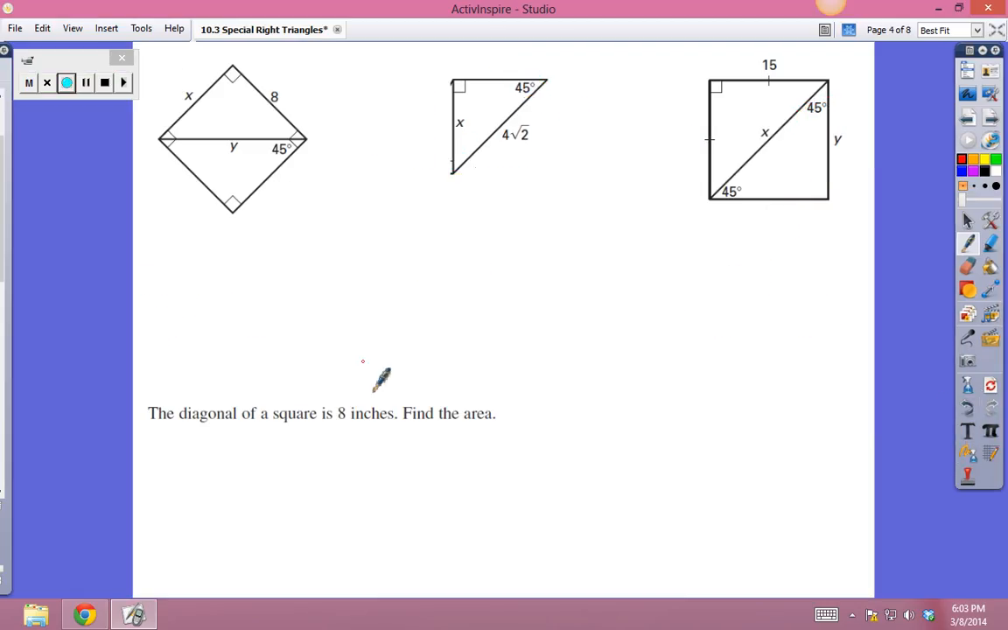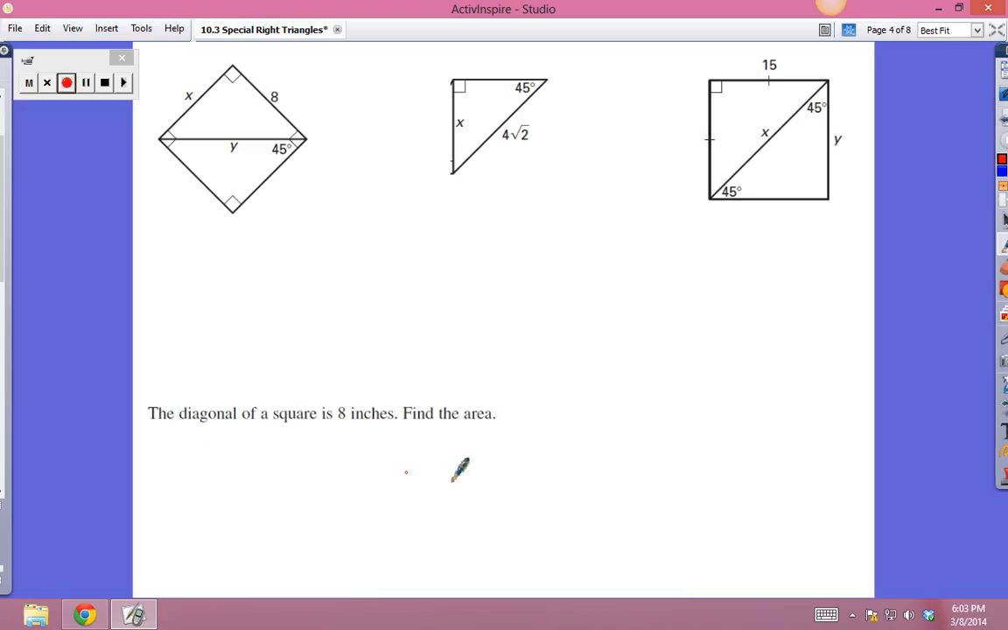Okay, now the last problem, you kind of got to draw a picture of what they're describing. So the diagonal of a square is 8 inches. Find the area. So draw a picture, and they're telling you it's a square, but the diagonal is 8. So the area is just going to be side squared, or it's going to be base times height.